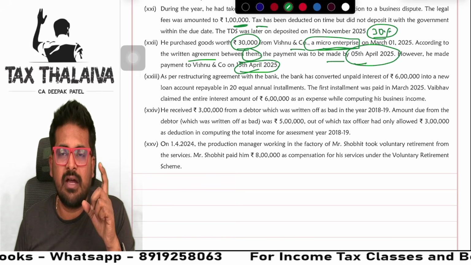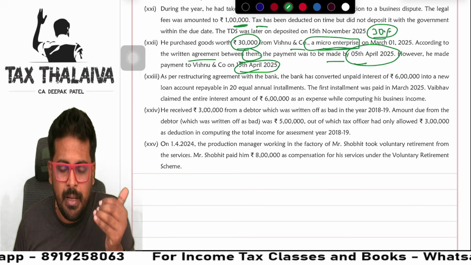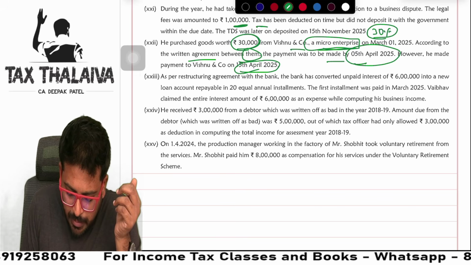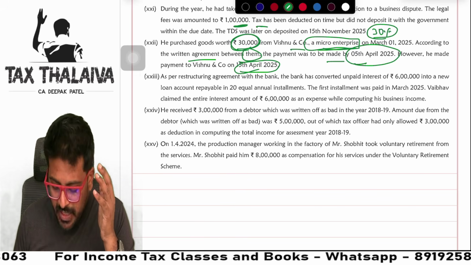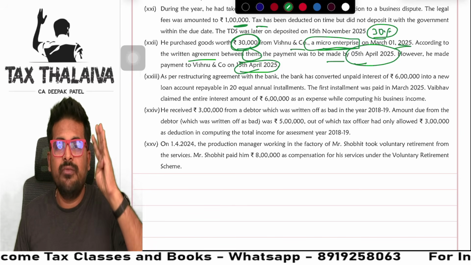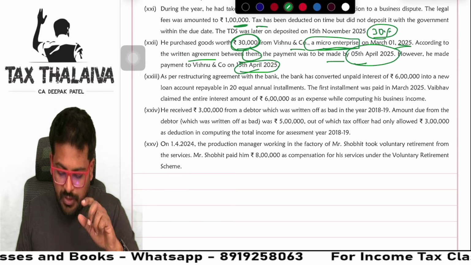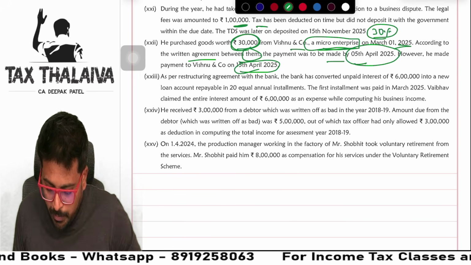Micro enterprises are covered here. Small enterprises are covered too, guys. If you have made any payment to a micro enterprise and purchased any goods, then if you have an agreement, within 45 days you have to make the payment, guys. If there is no agreement, within 15 days you need to make payment.